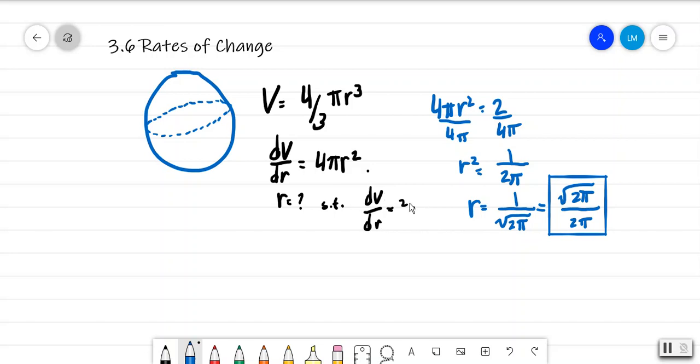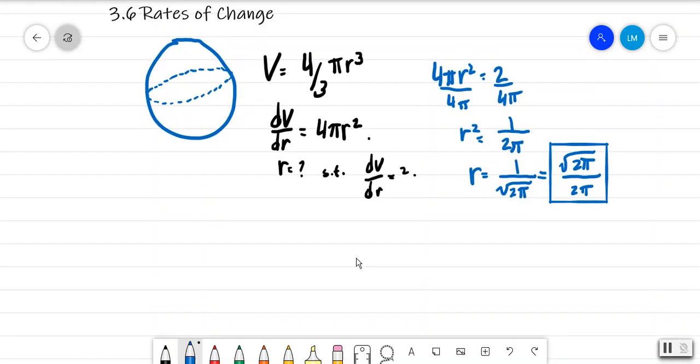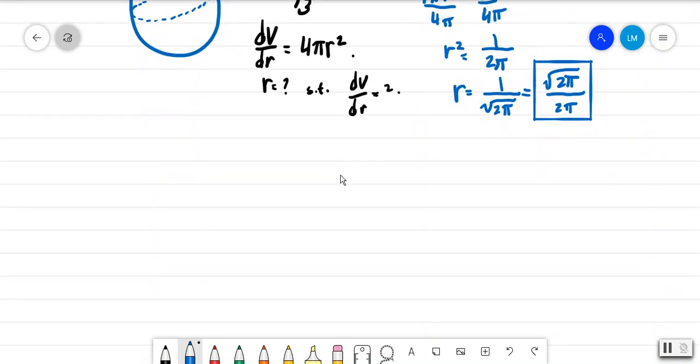Of course, that's 2 cubic units per whatever unit that is, so it's like units cubed per unit or something like that. Now, when we talk about rates of change, we like to associate it with, for instance, linear motion.